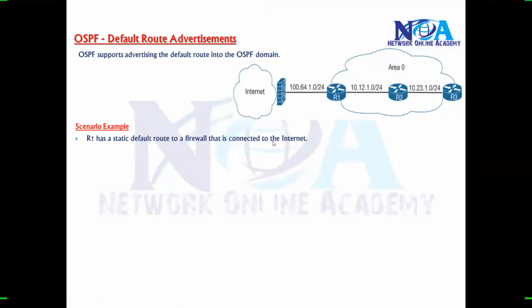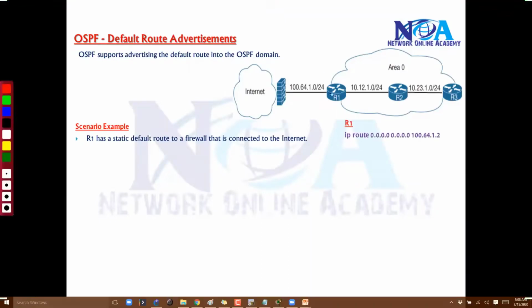Router one will be having a static default route pointing towards the firewall which is connecting to the internet, which means on this router one or maybe on the firewall. It depends, mostly, because the firewall also can be an L3 device. So mostly your edge device will have a default route configuration. It can be on the firewall, or it can be on the router as well.